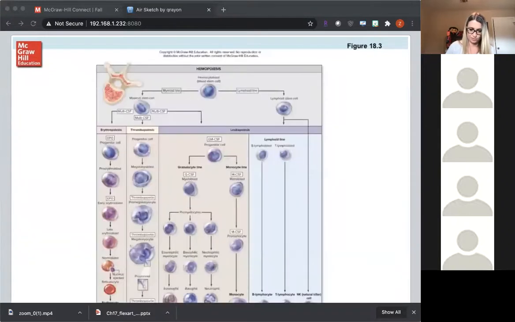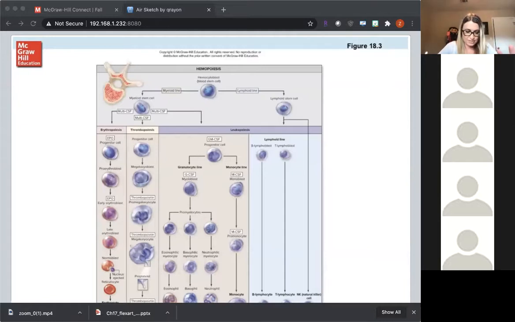Okay, I want this table right here, okay? So this table, this is hemopoiesis, and hemopoiesis is formation of formed elements. Okay, remember that definition. Hemopoiesis is formation of formed elements. Do not get it confused with hemostasis. Hemostasis is formation of blood clots or blood clotting. Okay, so hemopoiesis is formation of formed elements.